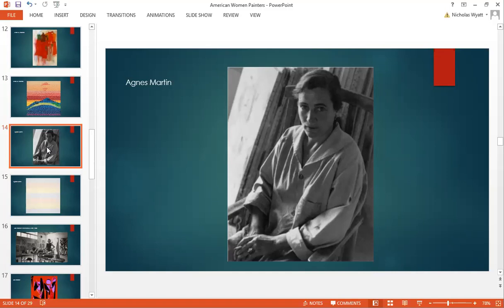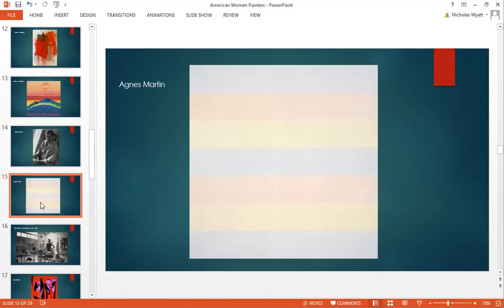And she had studios there with artists like Ellsworth Kelly. And this is post-war New York. And she basically started producing what would come to be known as minimalist painting.